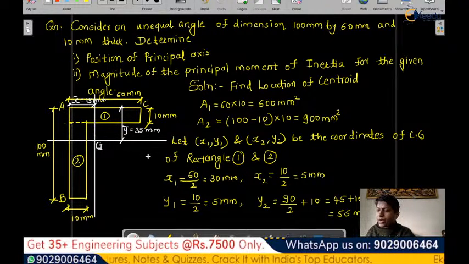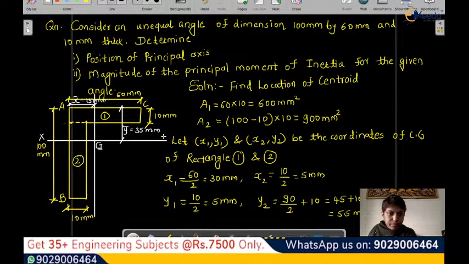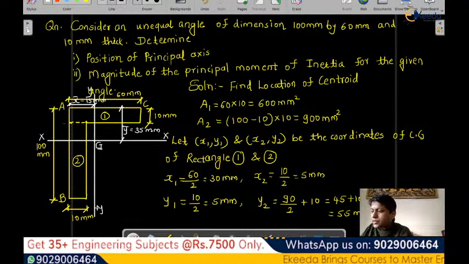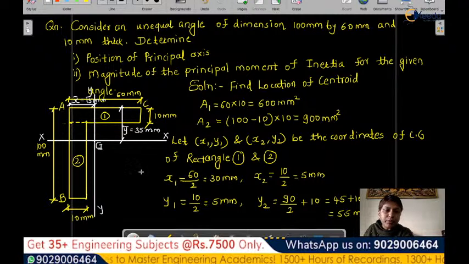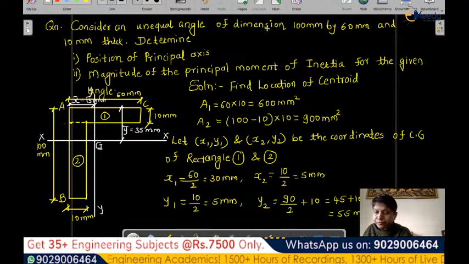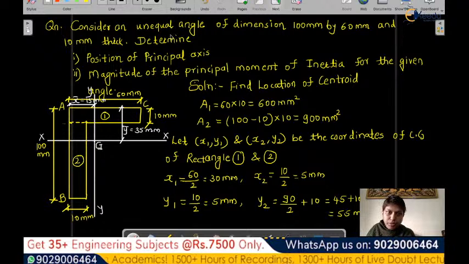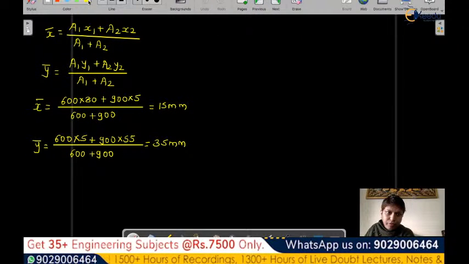Once we are done with this, now let's name these lines as x-axis and y-axis. Once we locate this x y axis, these are the axes passing through centroid. Now we have to calculate the moment of inertia. So I'm taking the next page. Let's calculate moment of inertia about x-axis and then moment of inertia about y-axis.